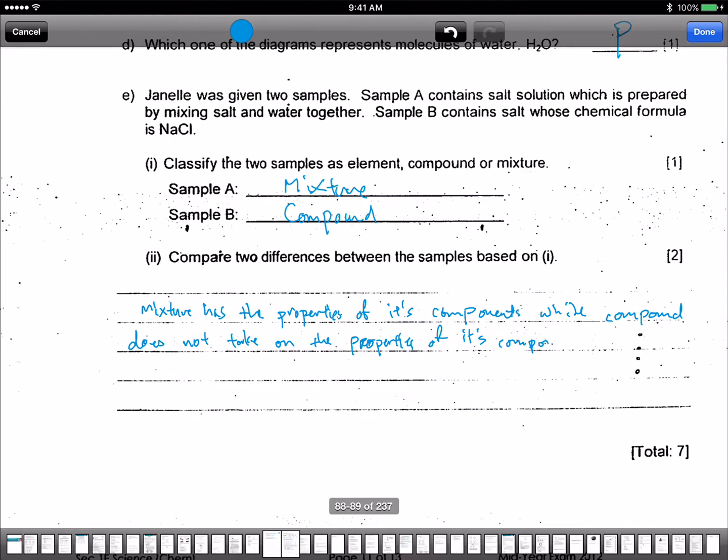One more. A mixture is physically combined. A mixture can be broken down by physical method. Yeah. A compound cannot be broken down by physical method, it can only be chemically broken down. Yeah.